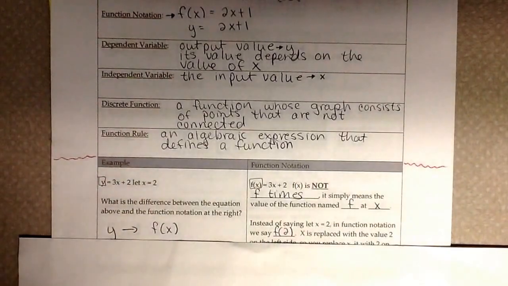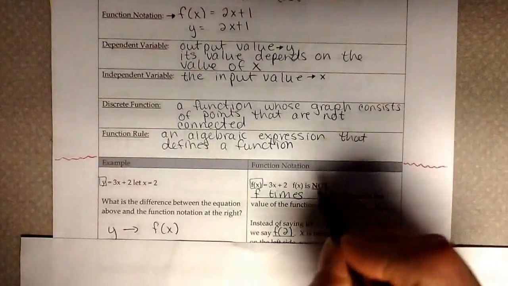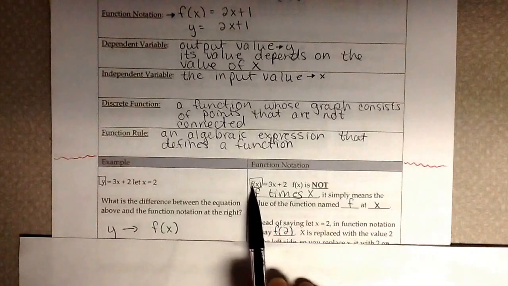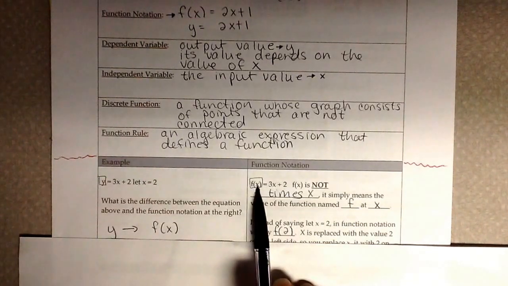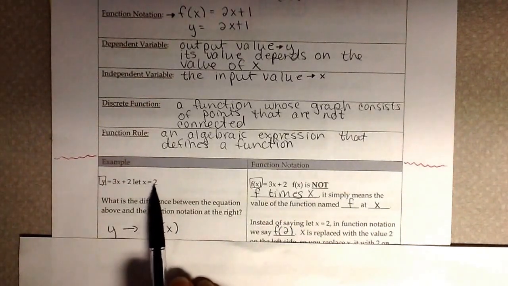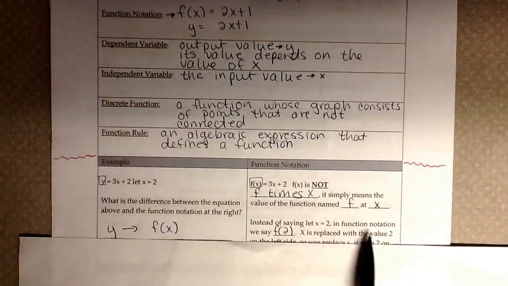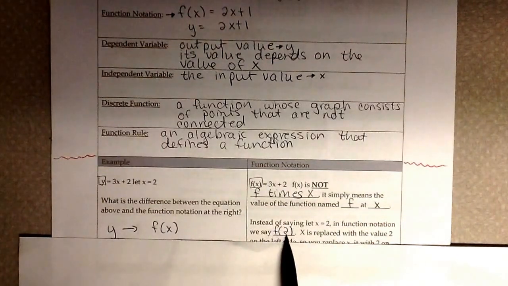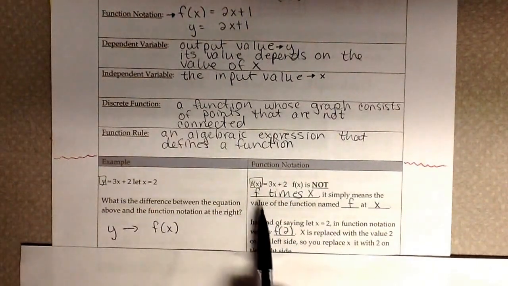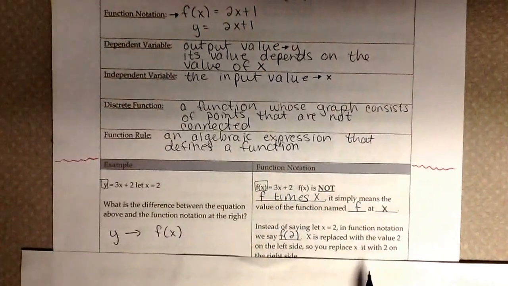Now, I do want to point out that this is not f times x. It simply means the value of the function that's called f for the value x. So instead of saying let x equal 2 like we did here, you would know what to do. You would say, okay, I'll plug the 2 in for x and then I'll find y. Instead of saying that, in function notation, we can just say f of 2. So x is replaced with the value 2 on the left side of the equation, so it has to be replaced with 2 on the right side of the equation.